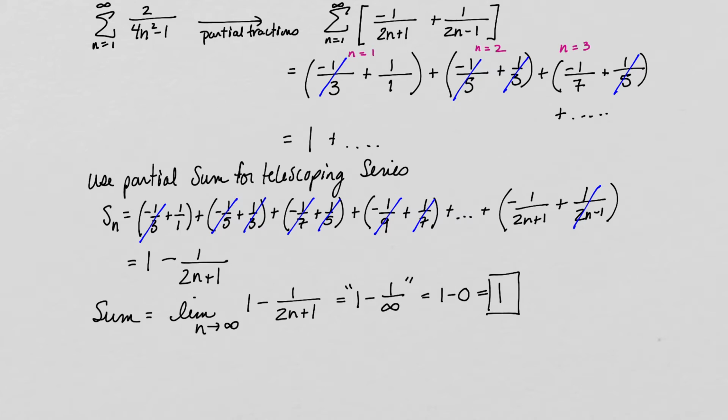In this case, my pieces don't blow up. It's possible the pieces could have blown up and their sum would have gone off to infinity, in which case we would have said it diverges, but here it's going to converge to this number 1.